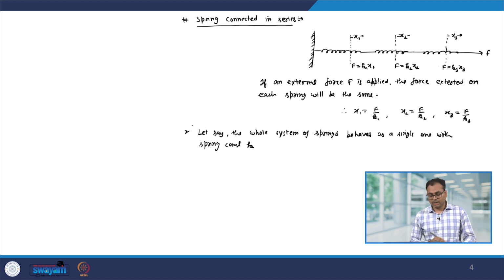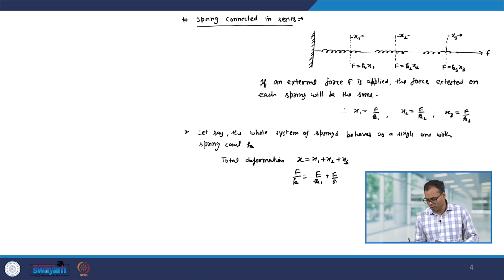Okay. So, in that case, you can see from the figure that the total deformation will be x1 plus x2 plus x3. So, x will be x1 plus x2 plus x3. Now, since the whole system we said is behaving as a single spring, therefore x will be F over K, and x1 we have already determined, it is F over K1 plus F over K2 plus F over K3.